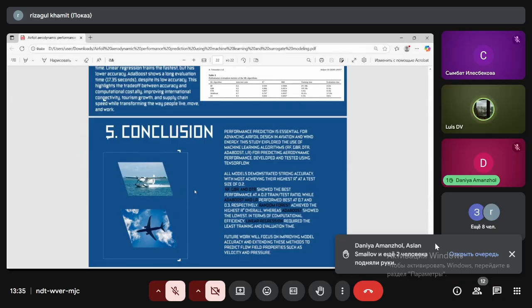Yes, go ahead. I have a question, Rizagul. Which specific machine learning techniques are implemented in the study, and how do those differ from methods that use AI in practical settings?